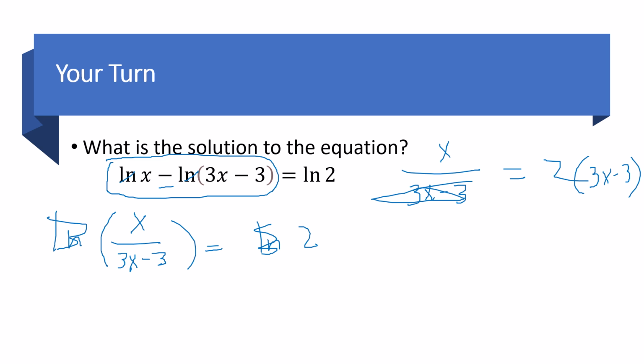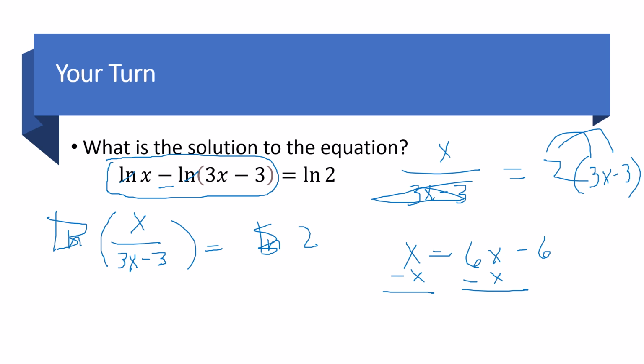It's going to cancel out on the left-hand side. And we've got 2 times 3 is 6x. 2 times negative 3 is negative 6. All right, now this time I'm going to subtract x from both sides. Just a different way to approach this.